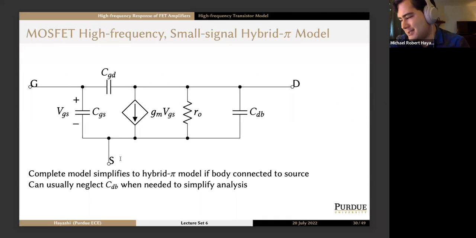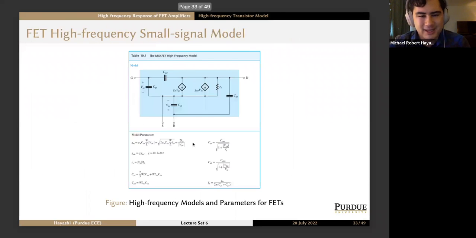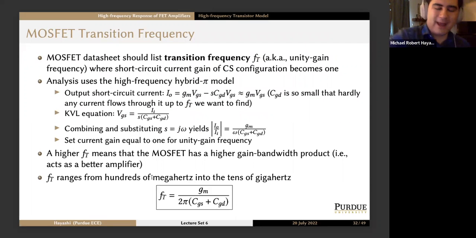So we combine and substitute s equals j omega to get I naught over I is equal to gm over omega quantity (CGS plus CGD). And we set that equal to 1 to get the unity gain frequency. Then we normally have our data sheets report it as a linear frequency, not a radial frequency. So we get fT in Hertz is equal to gm over 2 pi times (CGS plus CGD). Notice that if we have the unity gain frequency and we can calculate gm for a given drain current, this basically tells us what the sum of these two important capacitances is.